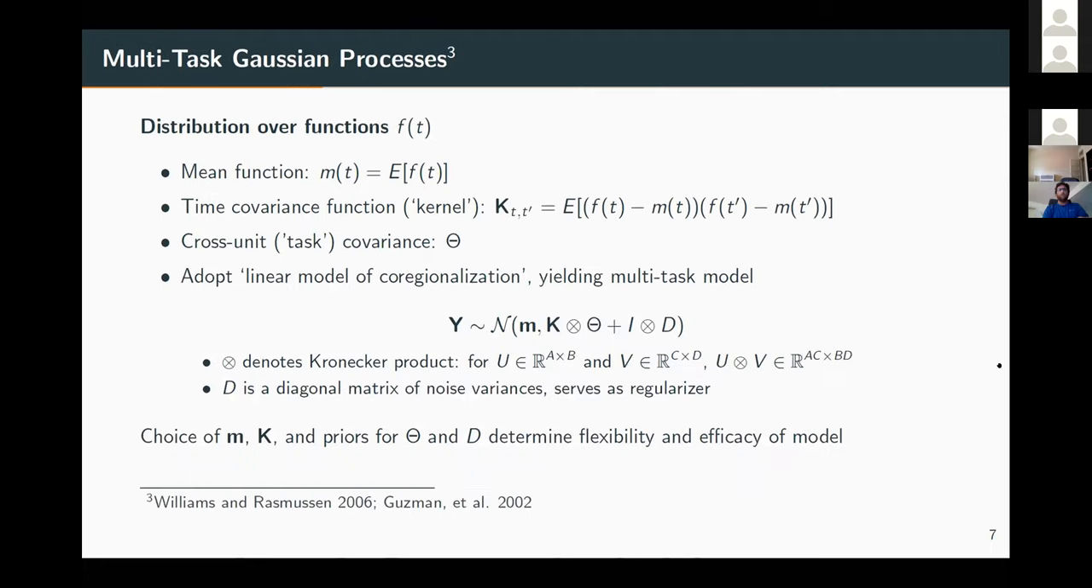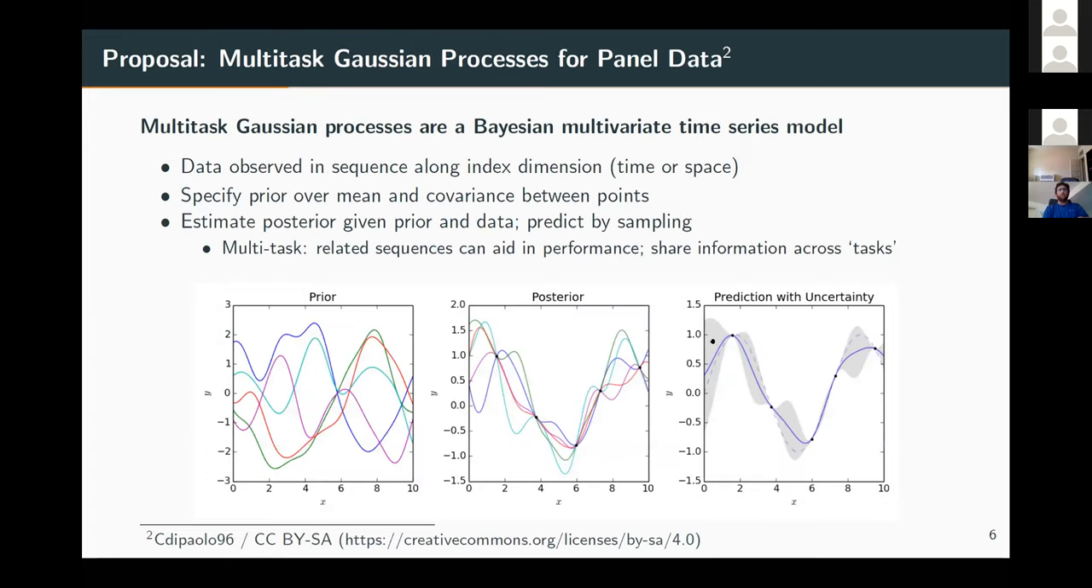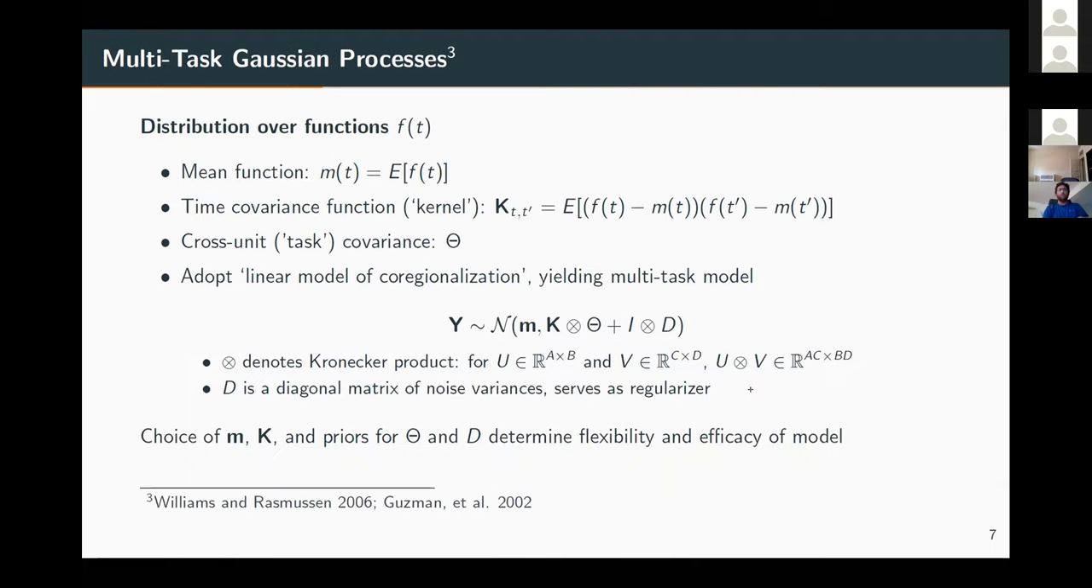So formally, we have a distribution over functions. There are three parameters that we care about. One is the mean function, governing where vertically on this axis points are going to be landing. The second one is a time covariance function, or kernel, which governs the covariance between points over time. And the third one, because we're using a multitask approach, is a cross-task covariance.